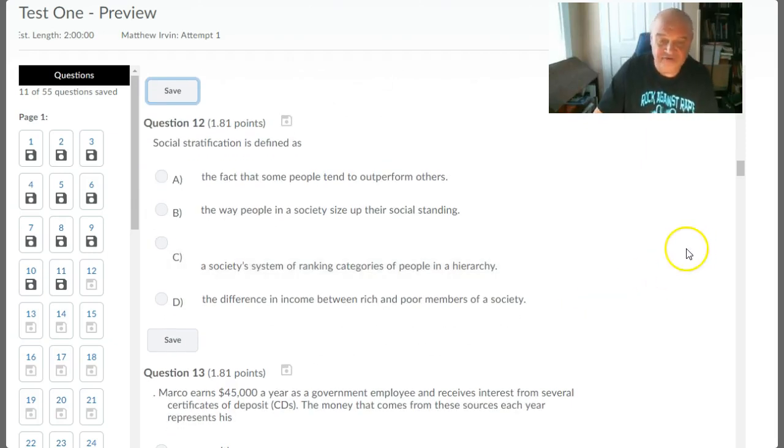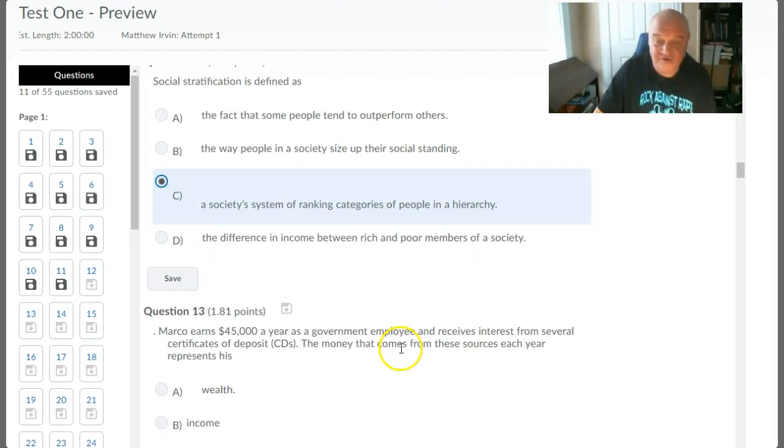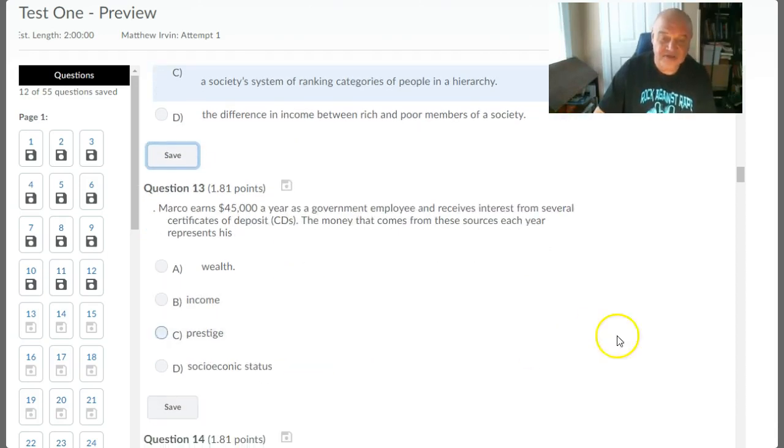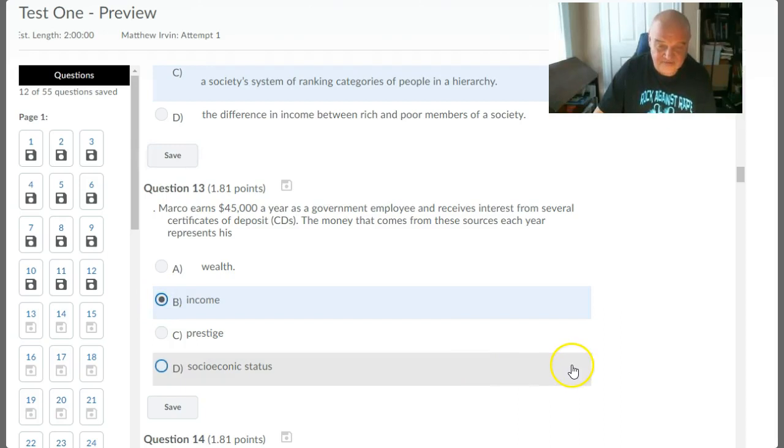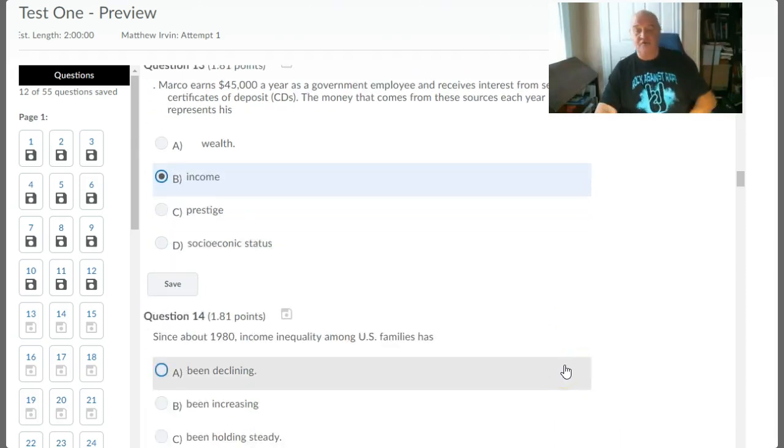Question 12, social stratification is defined as a society's system of ranking categories of people in a hierarchy. Question 13 is another application question. Marco earns $45,000 a year. He receives interest from several certificates of deposit. The money that comes from these sources each year represents his income. And this is to allow you to demonstrate your understanding of wealth and income.